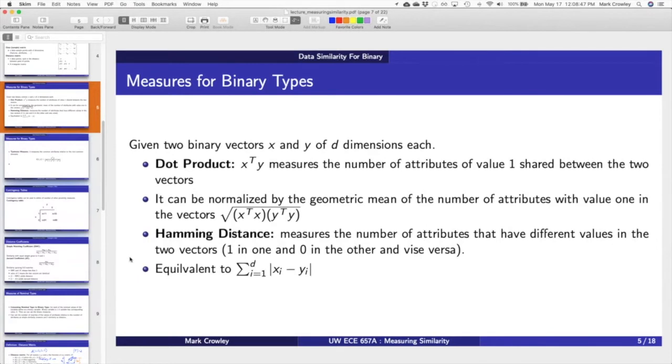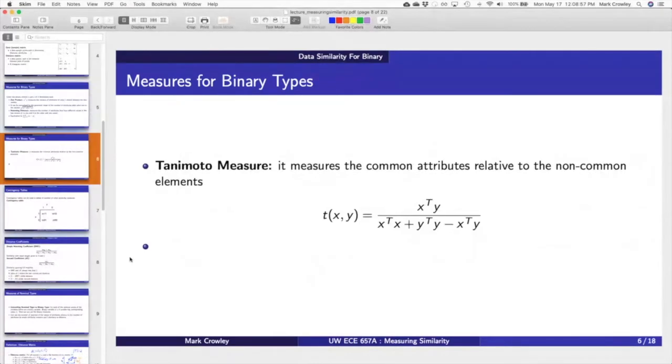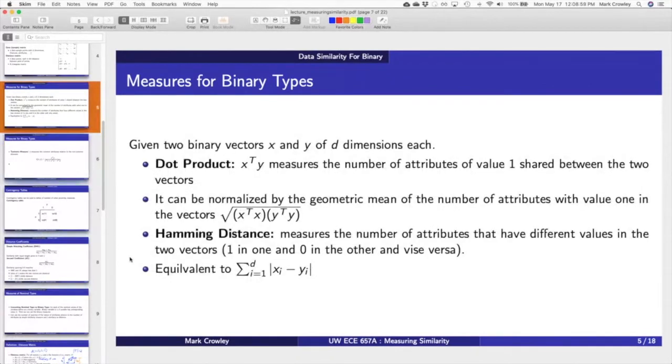When it's binary, it's just going to be a count of the ones that agree, right? But if you take the dot product of a vector that's not binary, it's still going to be a kind of distance, not properly a distance measure, but a measure of how similar they are, right? Because it'll be higher if they agree.